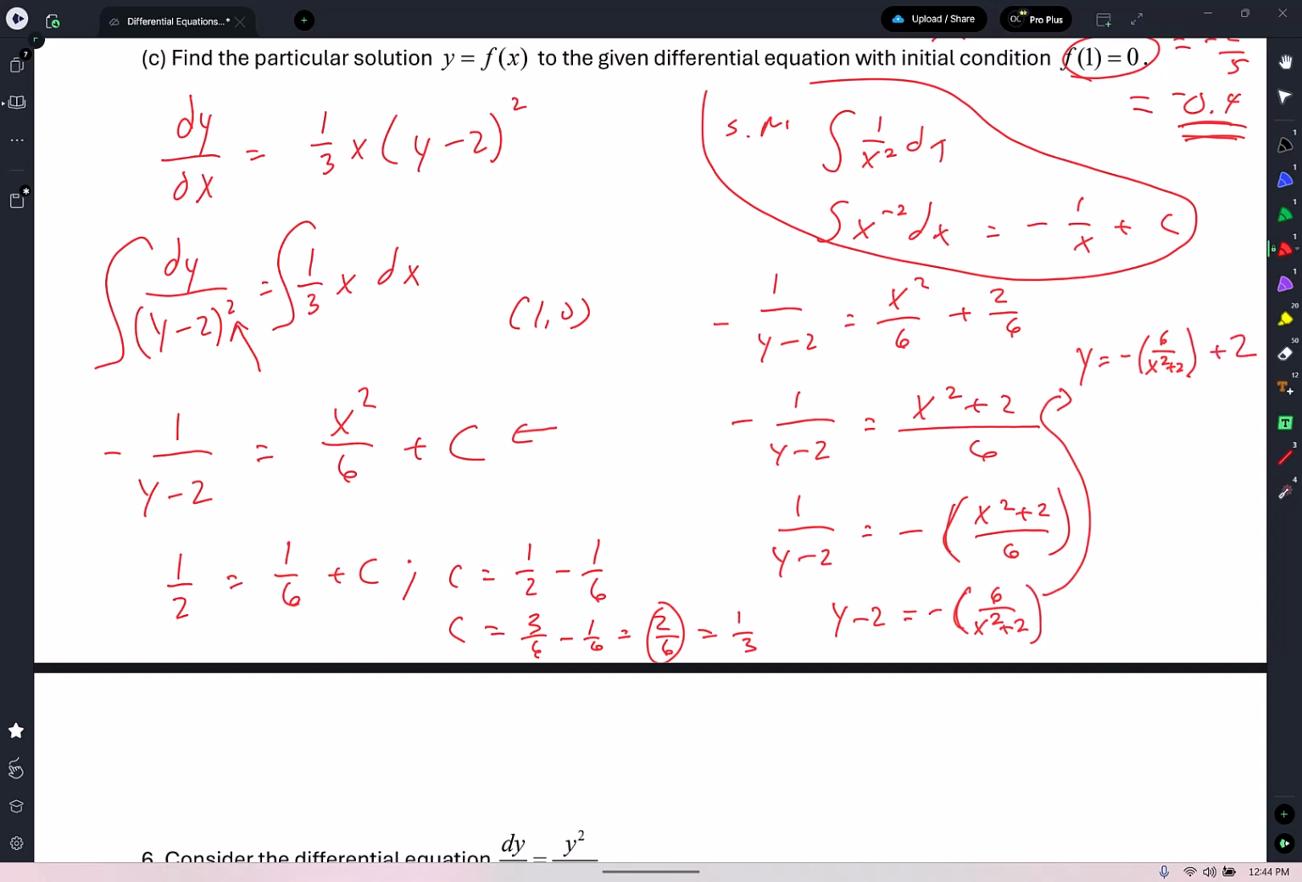All right, I don't see any issues. I hope that takes care of everything. When I plug in a 1, I better get a 0. 1 squared is 1. 1 plus 2 is 3. 6 divided by 3 is 2. I have a negative in the front. Negative 2 plus 2 is 0. It works. So there it is, guys.